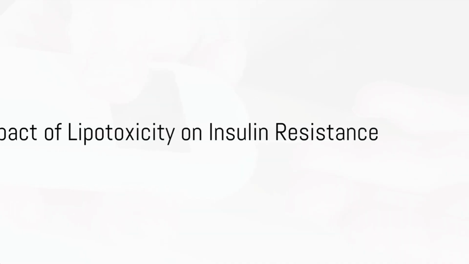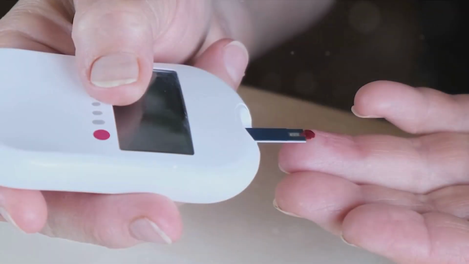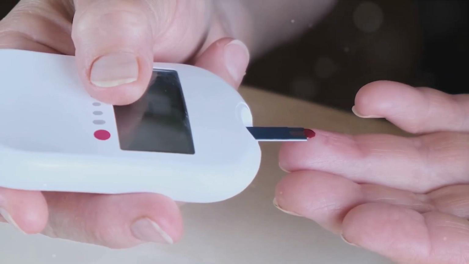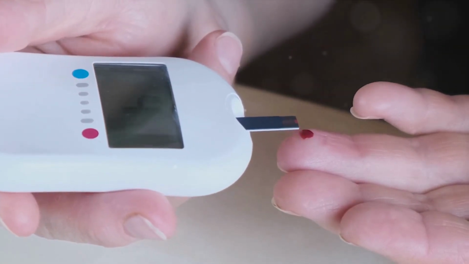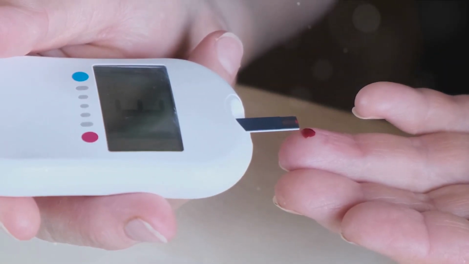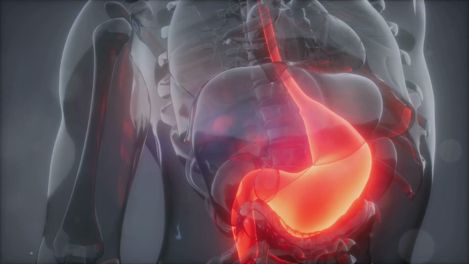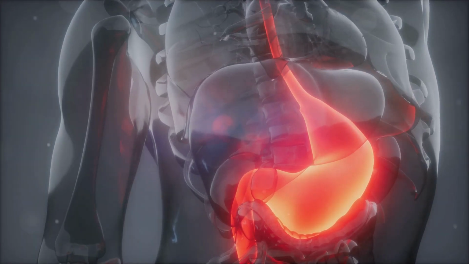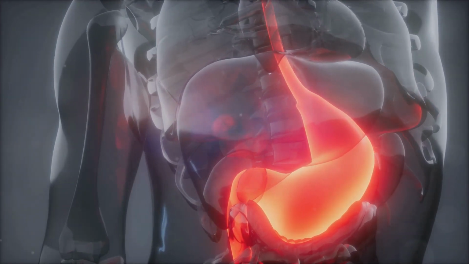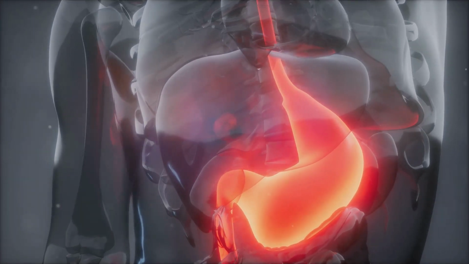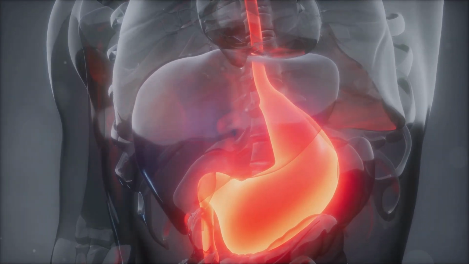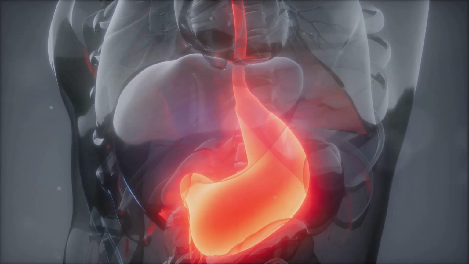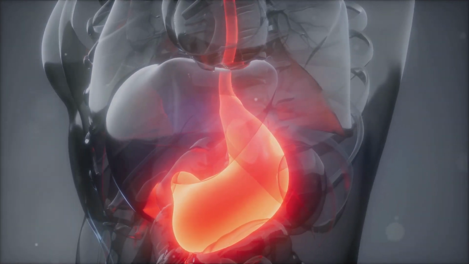Let's get started. You might wonder, how exactly does lipotoxicity impact insulin resistance? This question leads us down a fascinating path of interconnected biological processes. Let's break it down into 10 key areas of impact. Firstly, we have ectopic fat storage. When fat accumulates in organs like the liver and muscles, it doesn't just sit there. It interferes with the normal signaling of insulin, which is crucial for regulating our blood sugar levels.